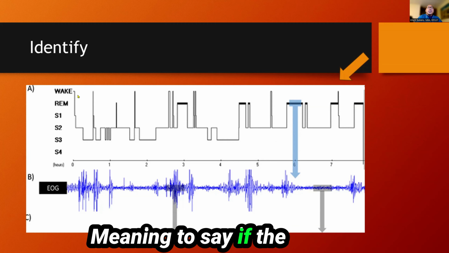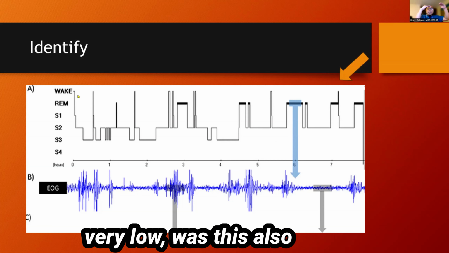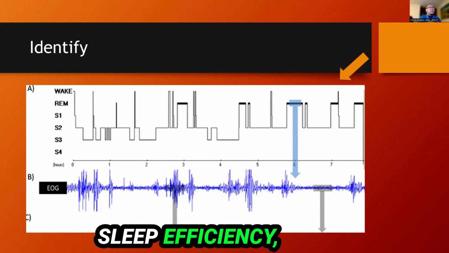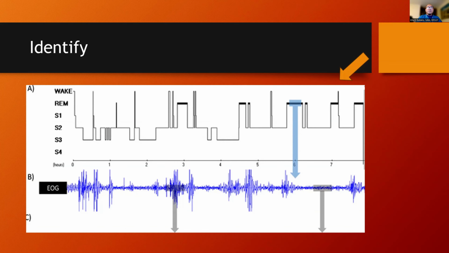Meaning to say, if the sleep was very high and WASO very low, this also correlates that the patient had a good sleep quality, also very good sleep efficiency. We'll discuss more of that later.